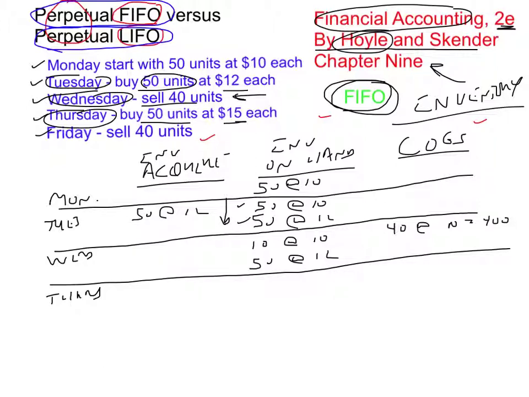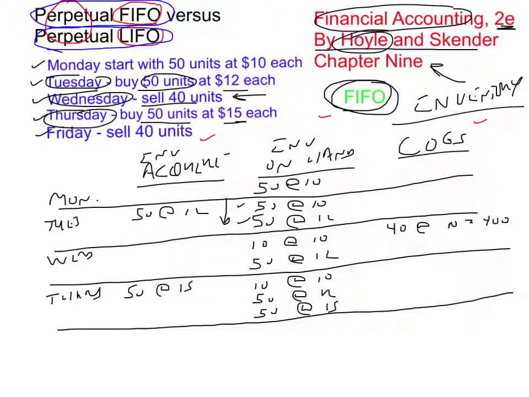Well, you add in then 50 at 15. And what do you have now? Well, you have 10 at $10. You have 50 at $12, and you have 50 at $15. You're keeping a running total. Fairly quickly, you see that this process becomes redundant. You're simply going to be doing the same thing over and over again.